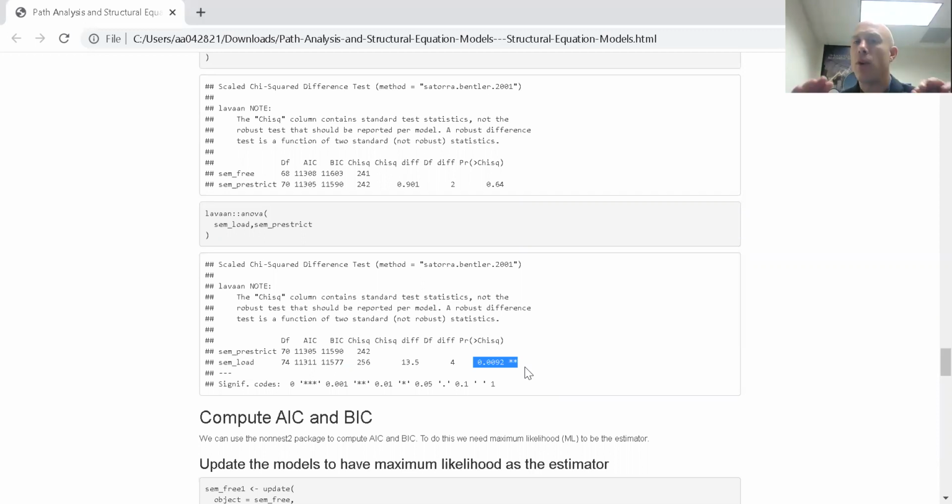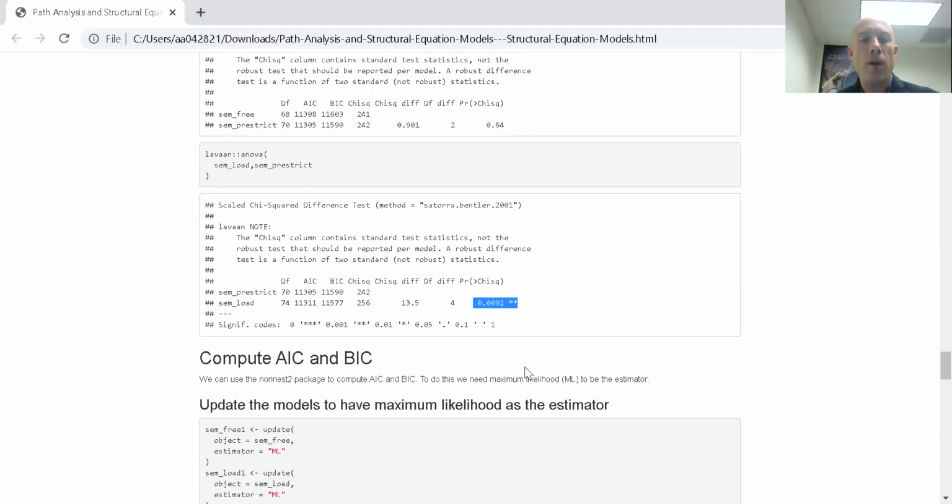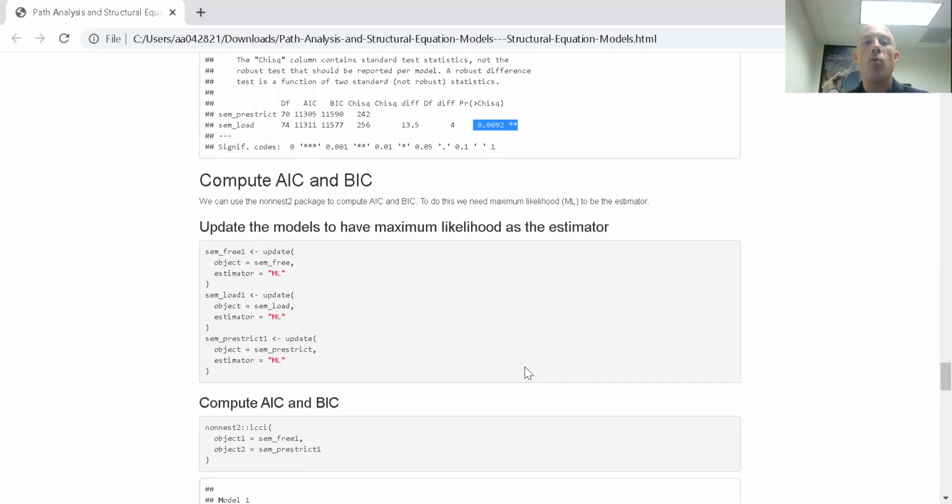All right, so maybe you don't like this way of working through stuff. You don't like the chi-square difference test, which I can see why you wouldn't like it. Well, one thing that we can do, let's say that instead we're more comfortable with Akaike's or Bayesian information criterions. Well, then let's go ahead and do that.